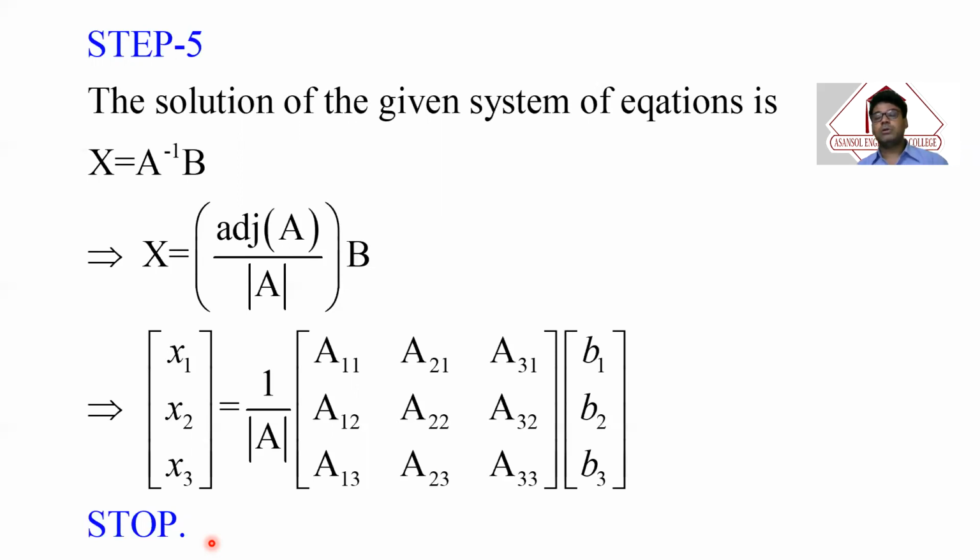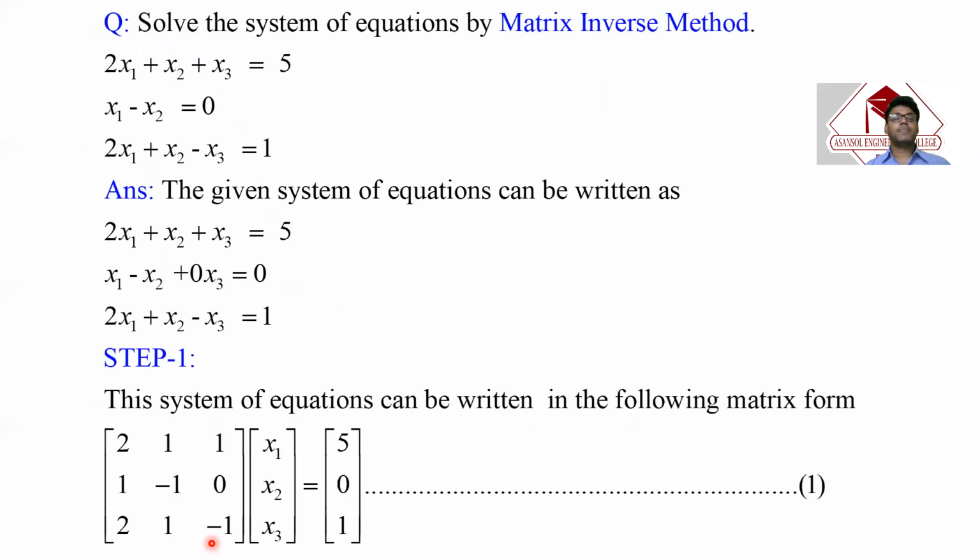Okay, now try to understand these steps, this method stepwise, with an example. Solve the system of equations by the matrix inverse method. What is your equation? 2x1 plus x2 plus x3 equals 5. x1 minus x2 equals 0. 2x1 plus x2 minus x3 equals 1.